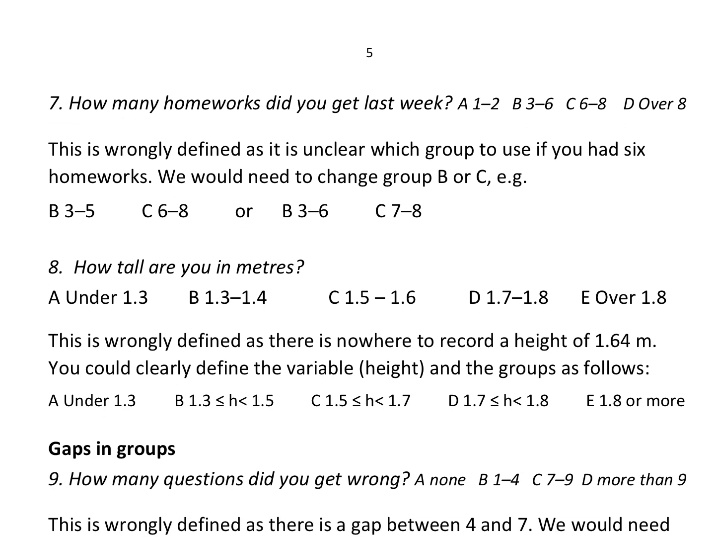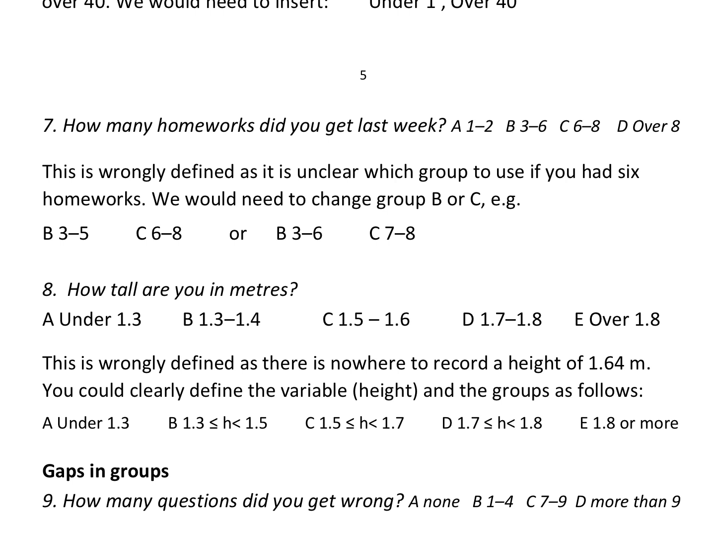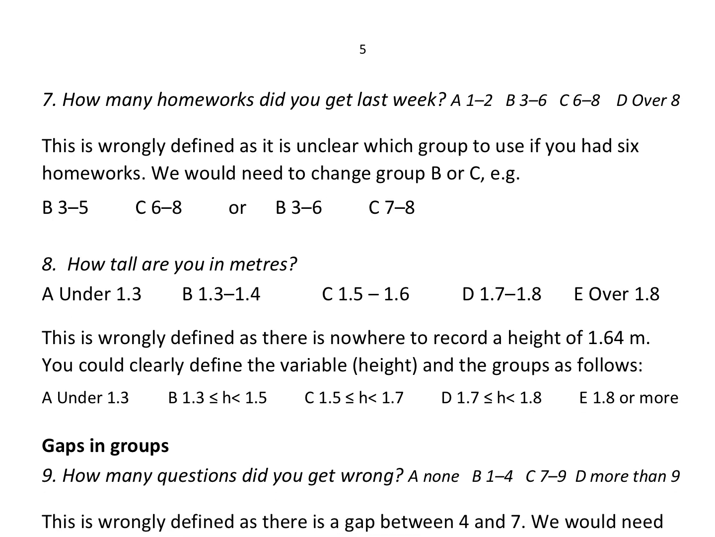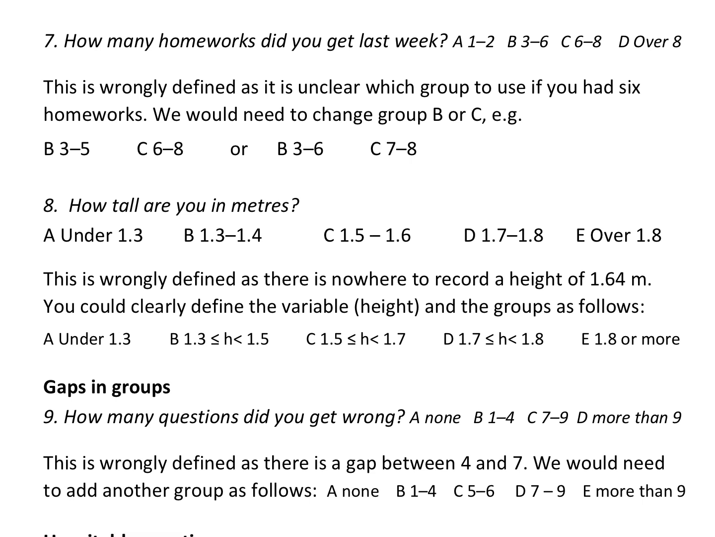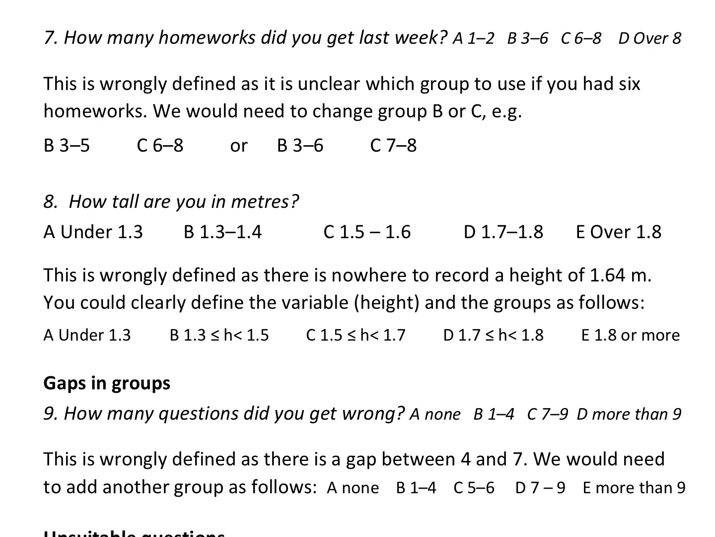So gaps and groups, that sort of has gaps and groups, but here's another one. We've got gaps and groups. So how many questions did you get wrong? None. 1 to 4, 7 to 9, more than 9. The gap there is what happens if you've got between 4 and 7. So this is wrongly defined as there's a gap between 4 and 7. We would need to add another group as follows.